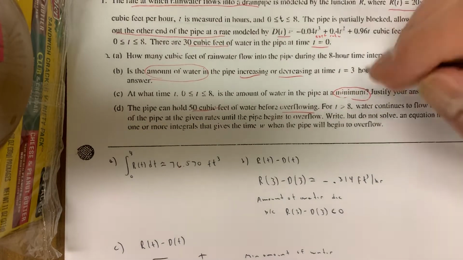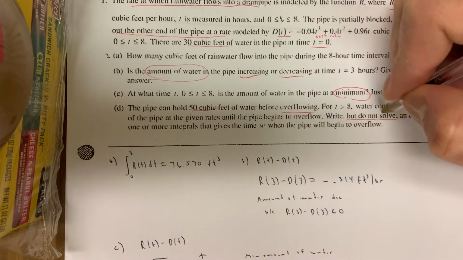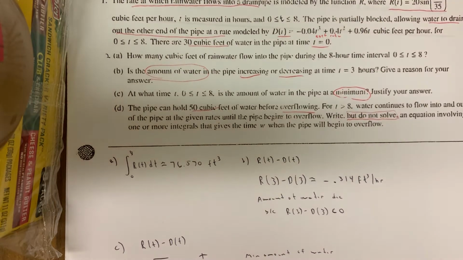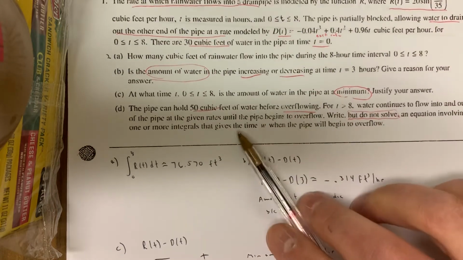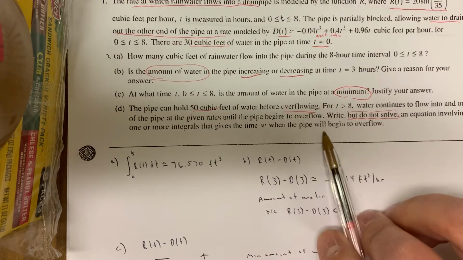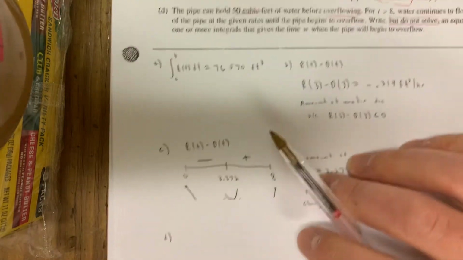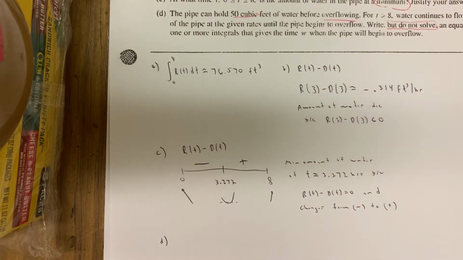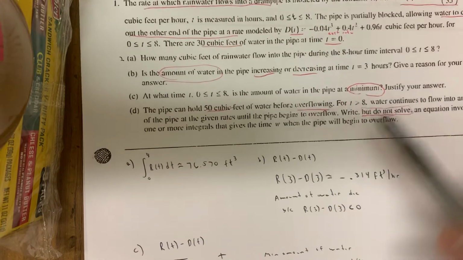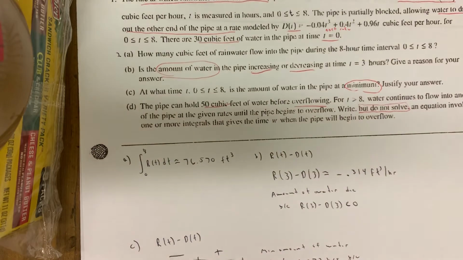Right, and then the greatest phrase in the history of the English language: "but do not solve." An equation involving one or more integrals that gives the time W when the pipe will begin to overflow. You're like, what the heck is going on? Just remember, the pipe begins to overflow when the amount of water in the pipe is equal to 50.